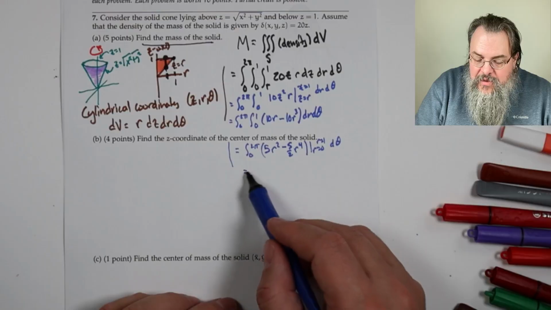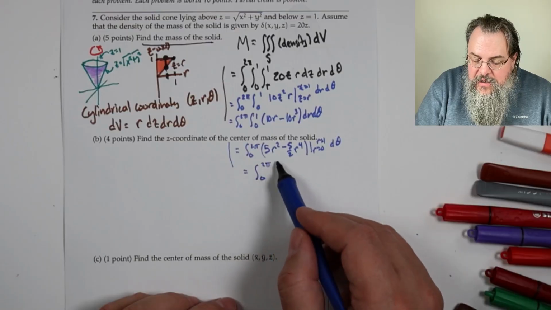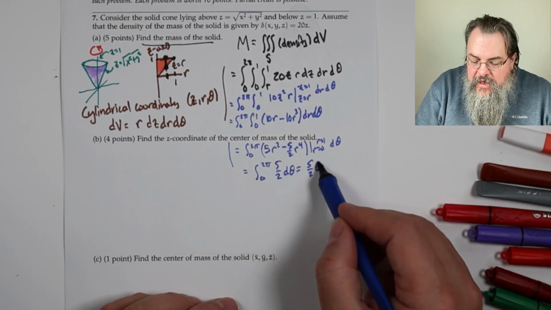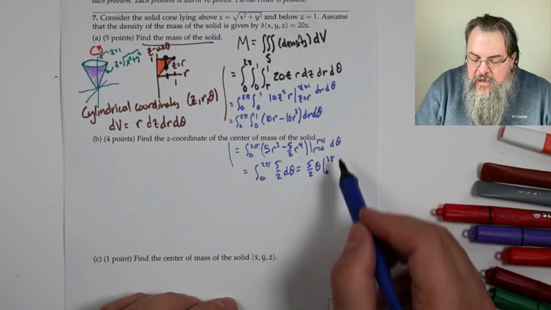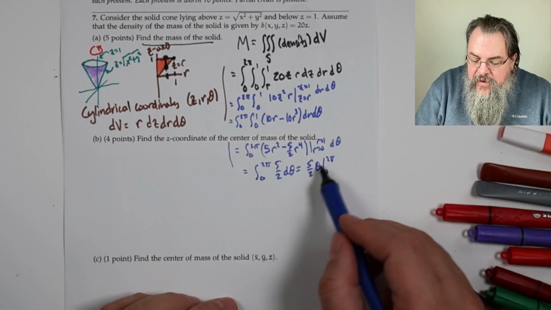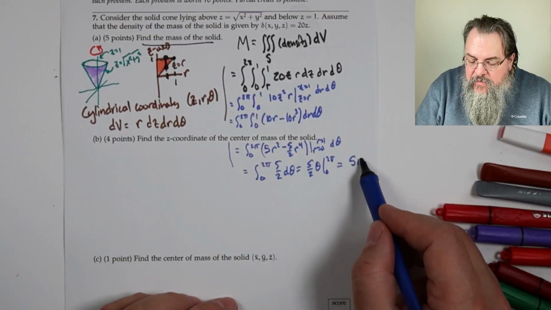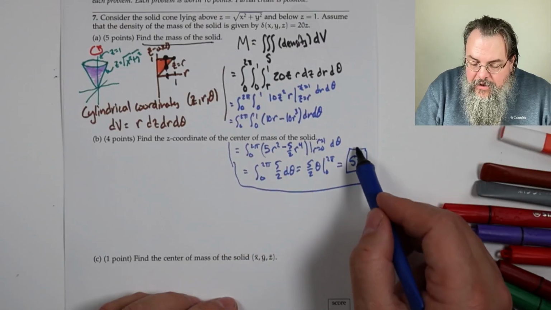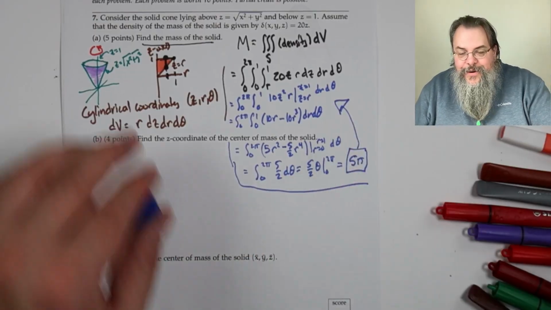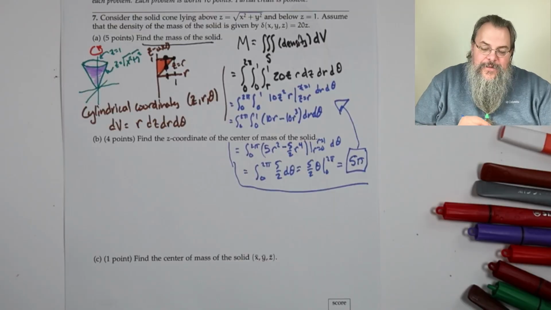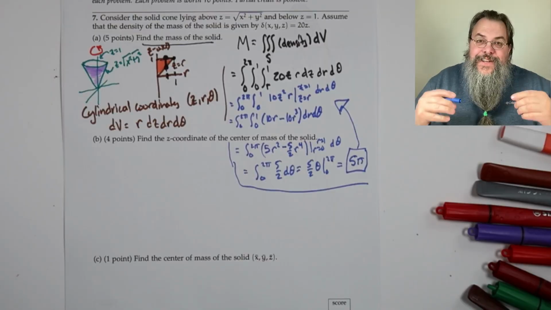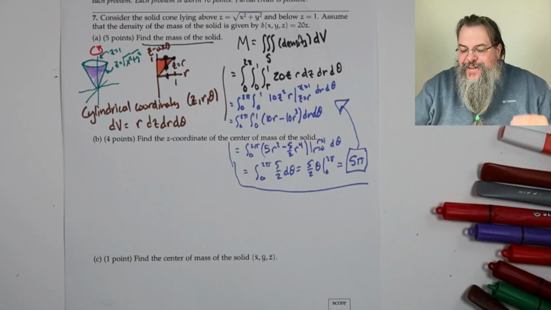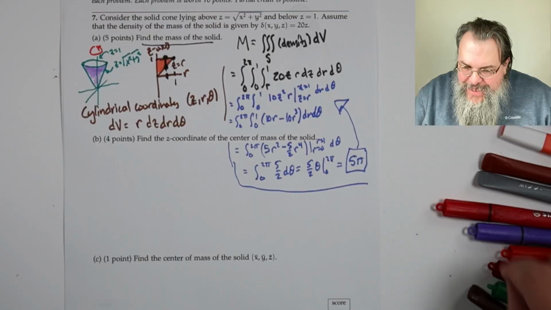So this becomes integral 0 to 2 pi of 5 halves. Well, okay, that's 5 halves theta from 0 to 2 pi. And plug in 0 to get 0. 5 halves times 2 pi is 5 pi. Okay, so, all right. That's the answer for part A. The mass of the solid is 5 pi. All right. Now, let's go on to part B.